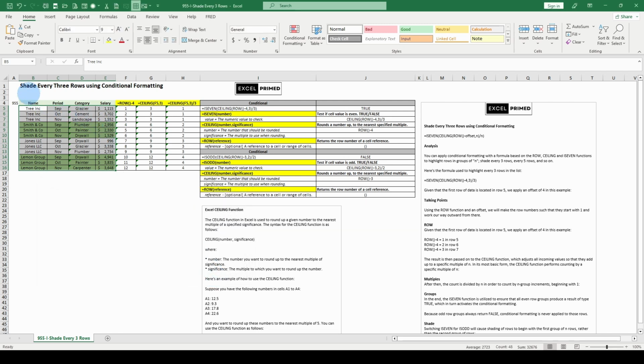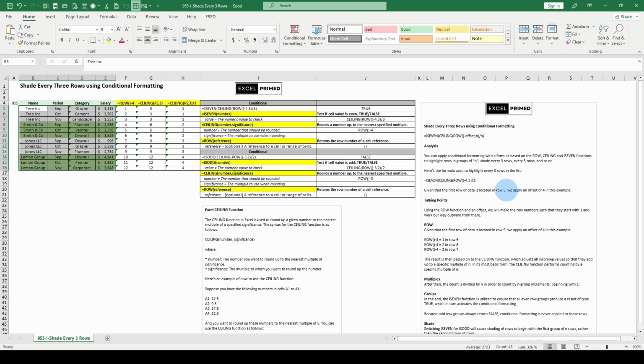The goal here is to shade every 3 rows. So we're only going to shade, I chose even. If you want to color odds, you would just put ISODD. If you want 2 different colors, then you would put ISEVEN as rule 1 and ISODD as the second. And then change the color.